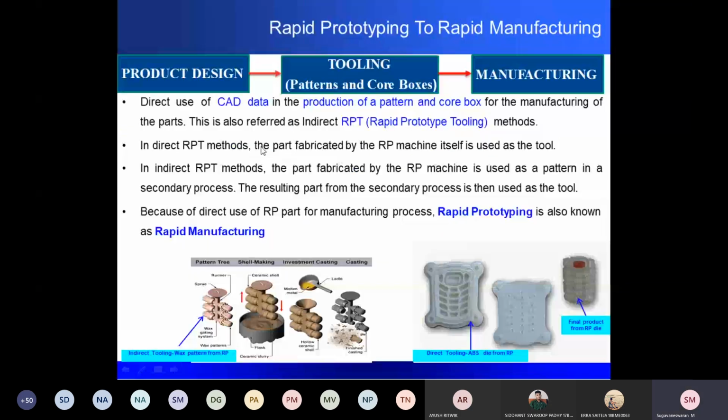Would you be able to see this slide? Product design, tooling, and manufacturing. Hello. Yes, sir. Product design, tooling, and manufacturing. Yes, sir.